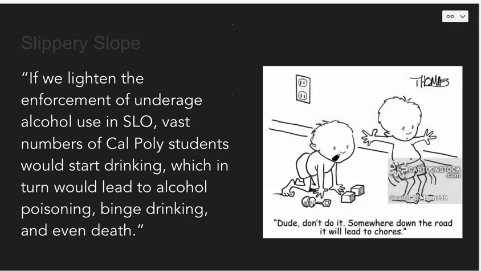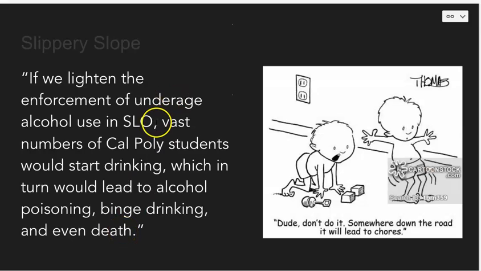Slippery slope fallacy. This one is very common in the media. They really like this fallacy. The fallacy is that A leads to B, leads to C, leads to death, or something along those lines, when the original A is pretty small. An example of that is, "If we lighten the enforcement of underage alcohol use in SLO, vast numbers of Cal Poly students would start drinking, which in turn would lead to alcohol poisoning, binge drinking, and even death." So death is the last one here. It doesn't always have to end with death, but death is the last part of the phrase right here.